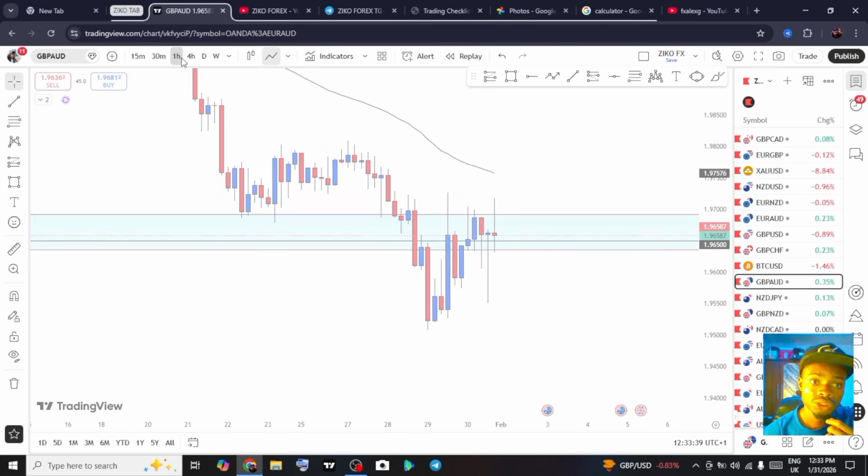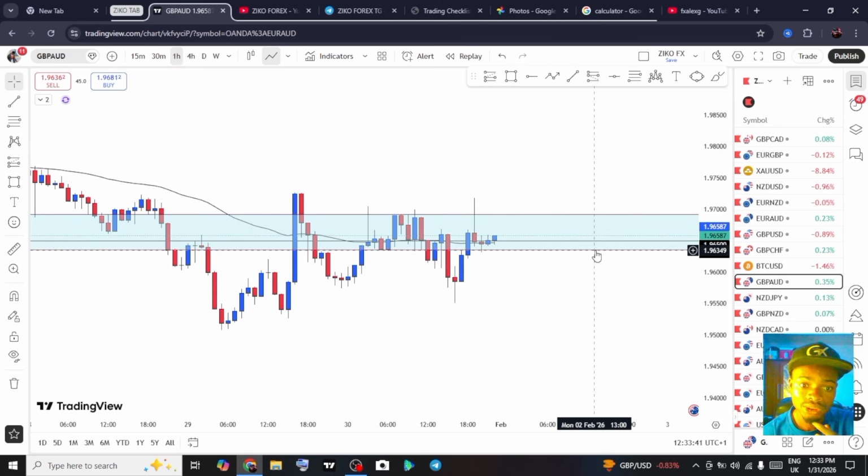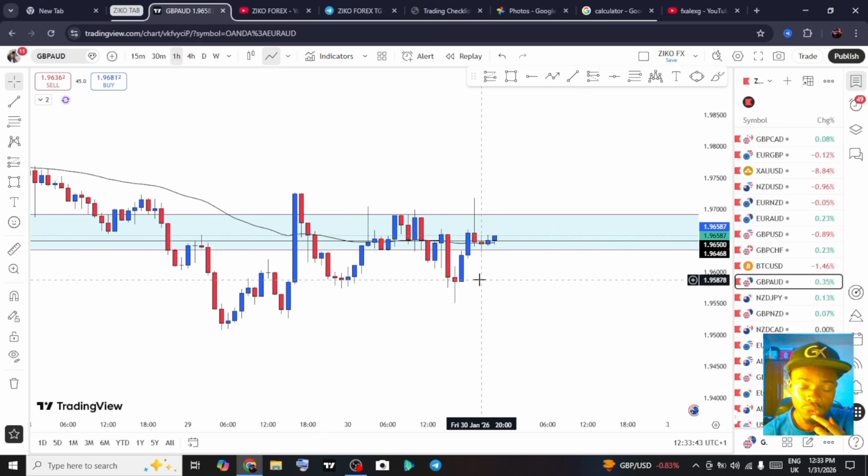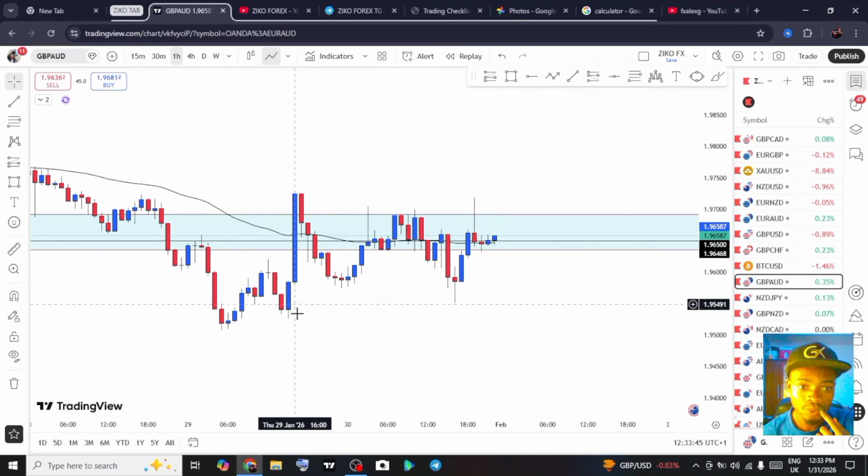So let's look at how the 1 hour looks. If it looks good enough, we'll potentially sell this market. So what I'm seeing right now is that the market is clearly bullish, and we still need a shift under this low to sell this market.